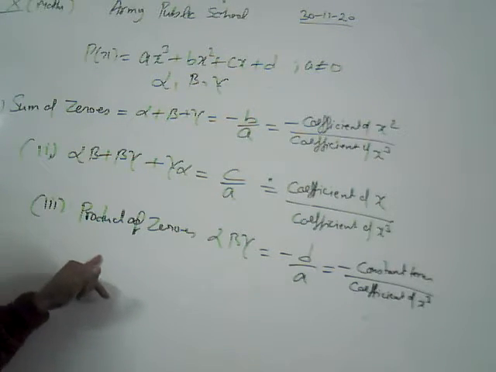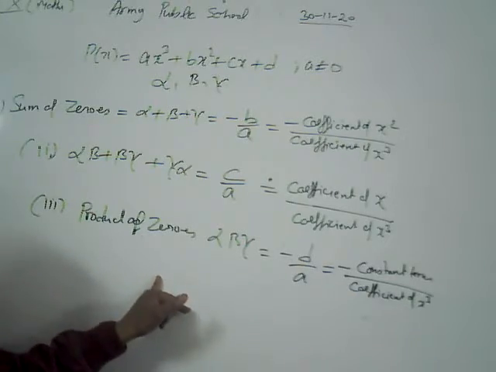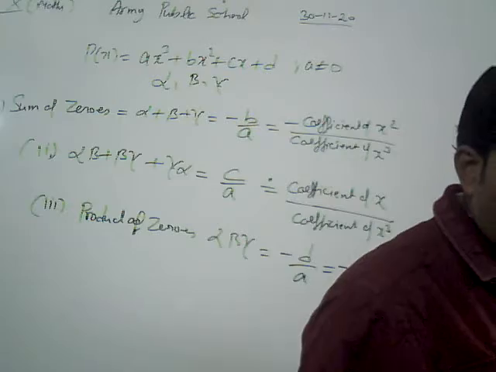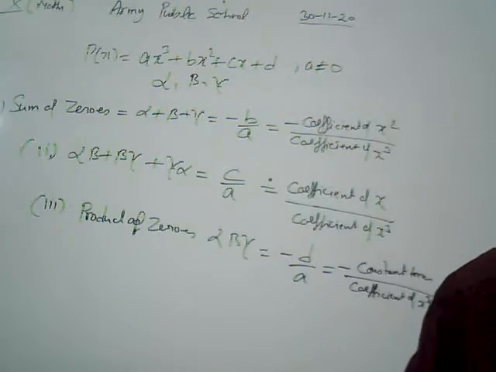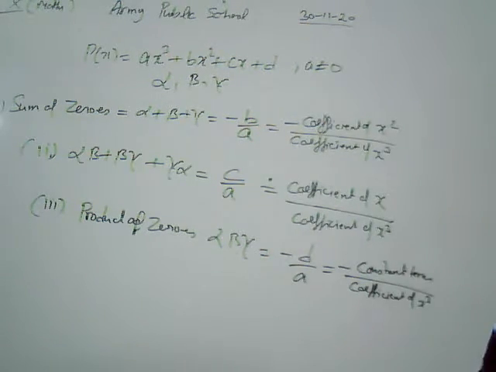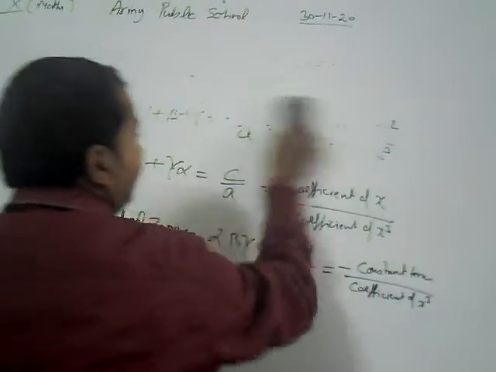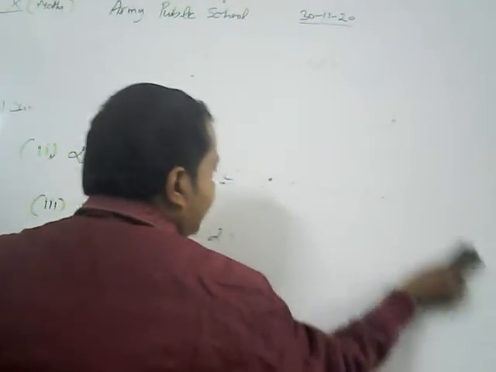Then we have the product of zeros alpha into beta into gamma, which is given by minus d by a, meaning minus the constant term upon the coefficient of x cube. Okay, beta. That was our discussion on the relationship between the zeros and the coefficients.